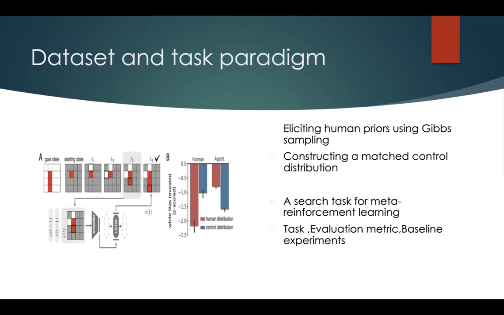In this work, our goal is to examine differences in how human-like behavior of an agent is elicited by different training objectives. To do this, we first need a distribution that reflects human inductive biases, so that human-like behavior is distinguishable. Eliciting human priors using Gibbs sampling.